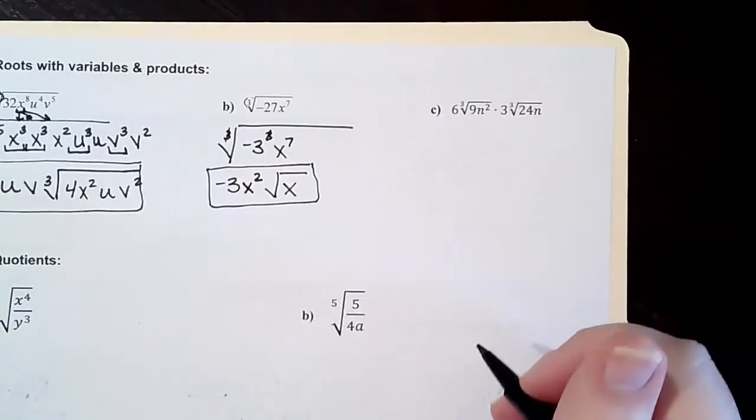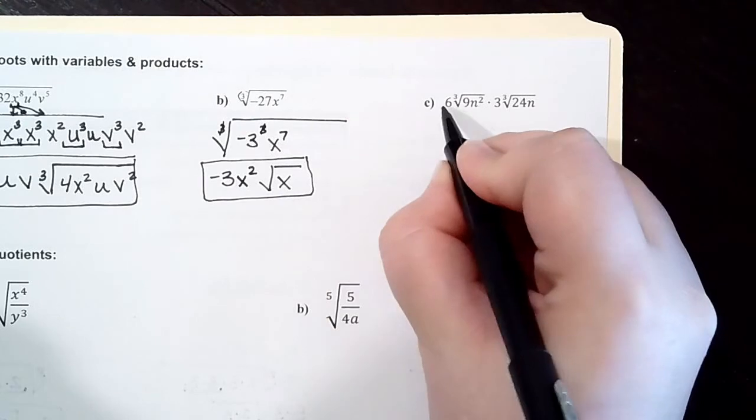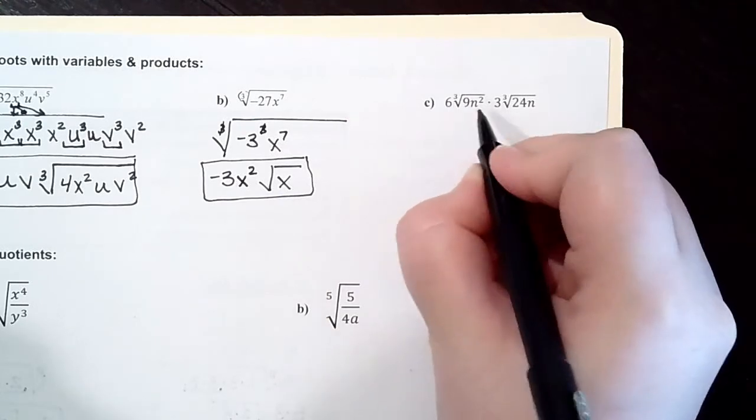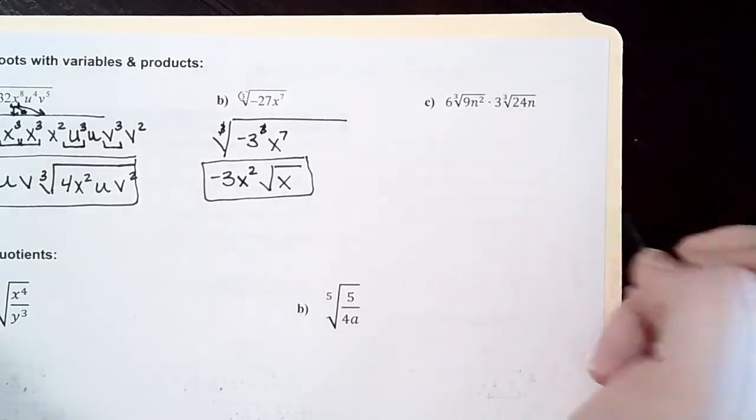All right, last one in this section. So this one, we've got 6 times the cubed root of 9n squared times 3 times the cubed root of 24n.